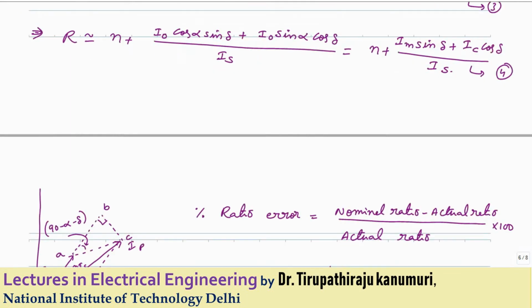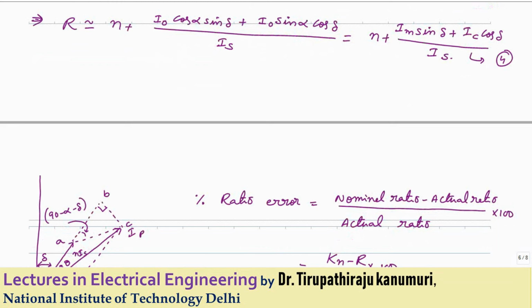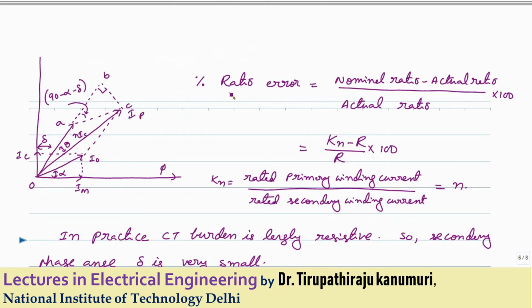You can see here the transformation ratio is not equal to the turns ratio, but it is something different. One extra term is coming. This gives rise to the error. That error is represented by the term called ratio error, because this indicates what is the error in the ratio. This ratio error is given by nominal ratio minus actual ratio divided by actual ratio into 100. This nominal ratio, we have seen in the last class, is nothing but given by Kn minus R by R into 100.